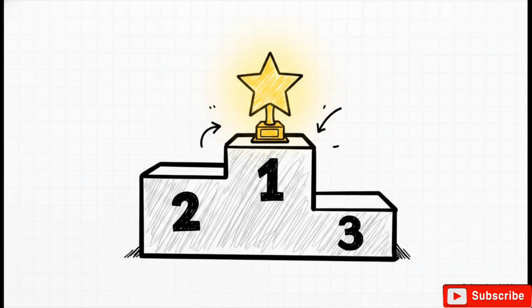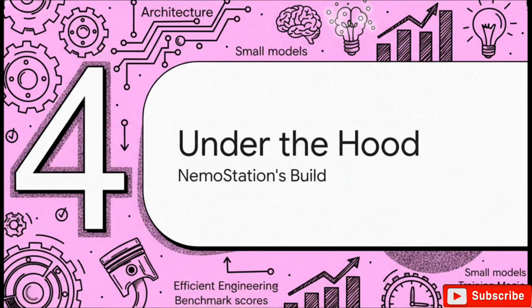To put that into perspective, it firmly establishes Marlin as the absolute strongest open model in its weight class, going toe-to-toe with models over 15 times its size. Incredible. All right, Section 4. Under the hood. How NemoStation built it.